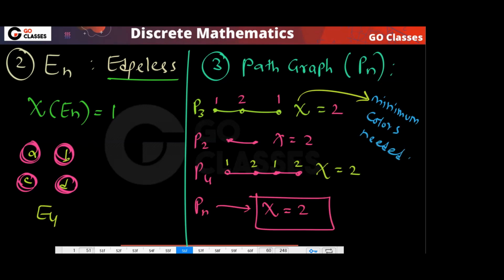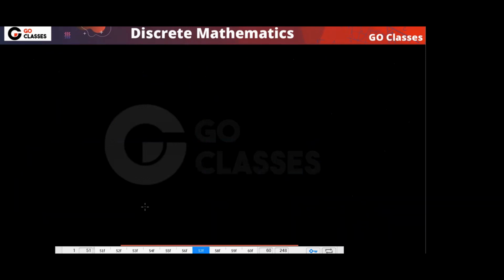That is the reason. But remember, for P1 the chromatic number will be 1. So when n is greater than or equal to 2, the chromatic number will be 2. Is it clear to everyone? Let me know. Let's see the next category of graph.